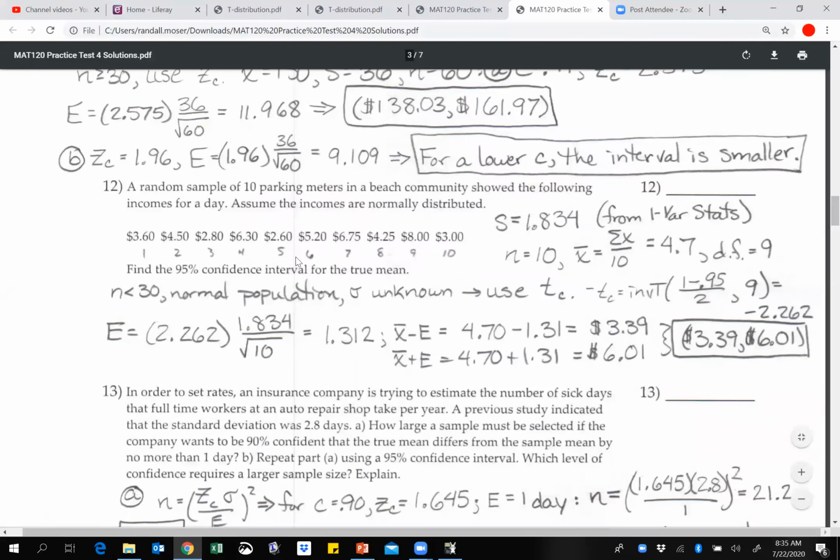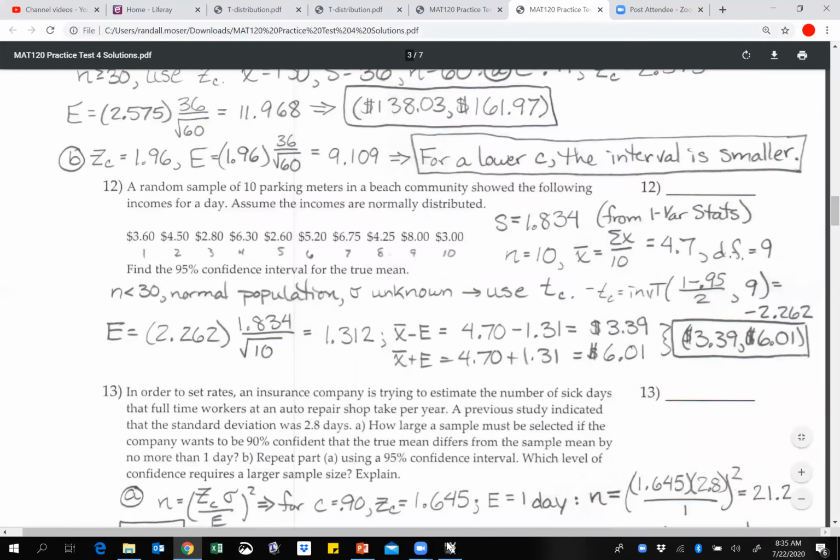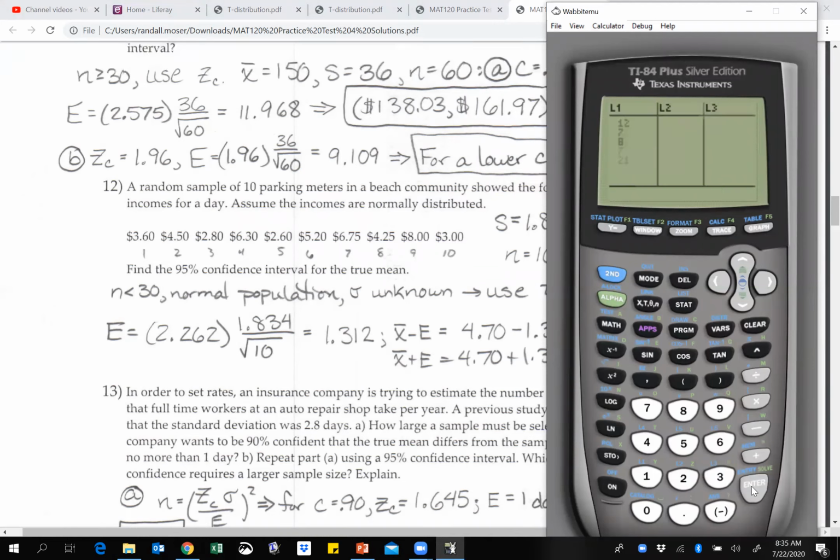Question 12 is very similar, but the difference is they actually give us the summary statistics. So in 12, we need to plug this information into our calculator first. We would go to Stat, Edit. I need to clear off this list, and then you would enter these 10 numbers. 3.6, 4.5, 2.8, 6.3. Just continue till you get them all in there.